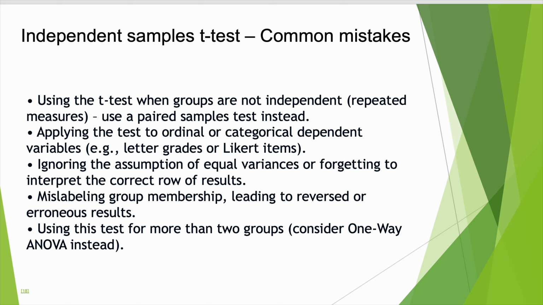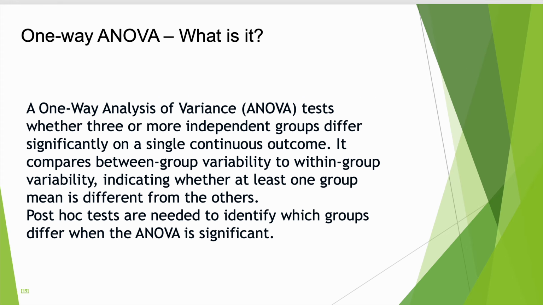People will ignore the assumption of equal variances or forget to put it in their results. It's really important that that's in your results. And sometimes they'll mislabel group membership, or they'll try to use this for more than 2 groups, which is a big problem. Our one-way ANOVA, still comparing means across groups, the only difference with this test is that it can do 3 or more groups. So it is the same concept as the independent samples t-test, but I can look at 3 or more groups.